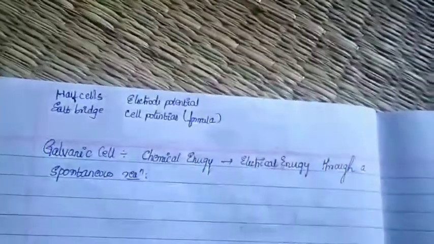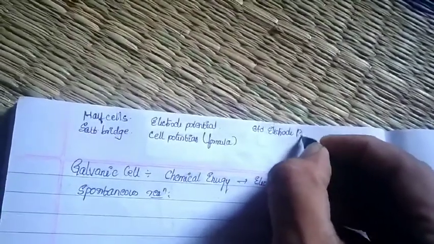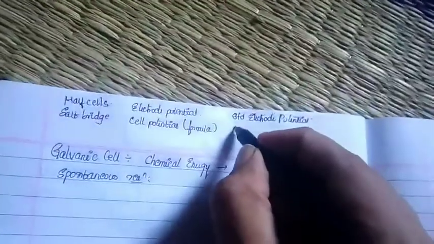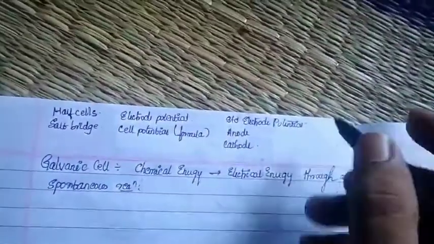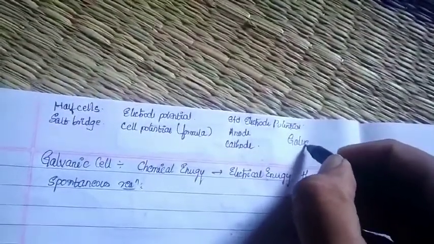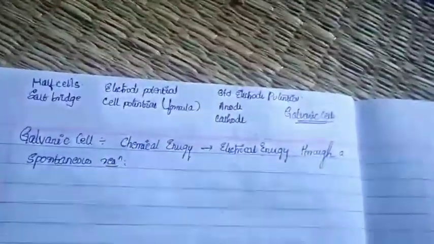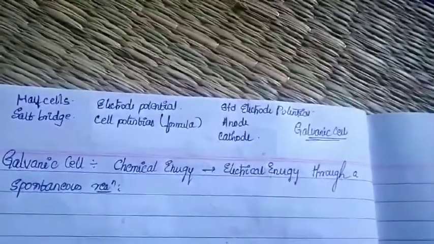Then you are going to see what you mean by standard electrode potential. What do you mean by a standard electrode potential? To which electrode will you be calling it an anode? To which electrode will you be calling it a cathode? What is the symbolic representation of your galvanic cell? Symbolic representation of your galvanic cell. So these are the topics I am going to cover in this video.